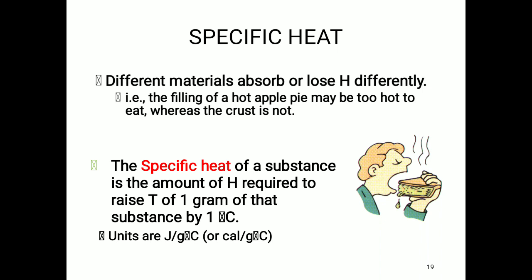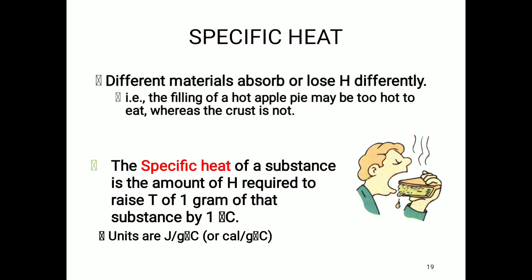For example, a hot apple pie may be too hot to eat, whereas the crust is not. It means that if you are eating crust and apple pie, the pie is very difficult to eat, because they have different heat capacity, which is called specific heat.